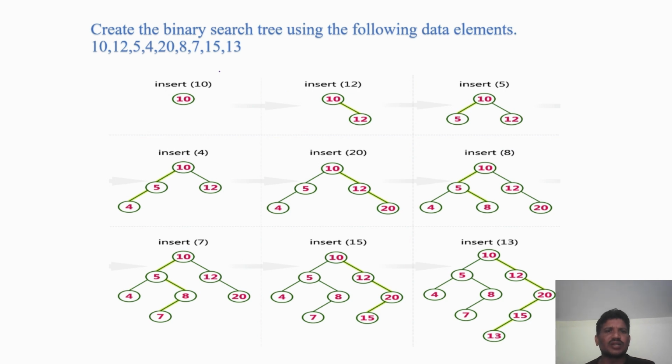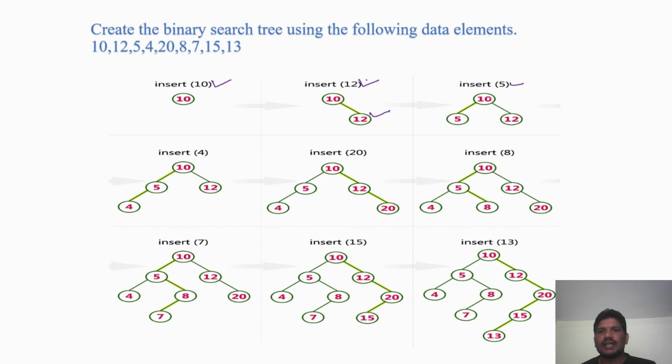Then how do you construct the binary search tree? Over here you can see this example: 10, 12, 5, 4, 20, 8, 7, 15, 13. These elements are given as input. Then how do you construct the binary search tree? First insert 10. The first element is always the root element. Okay, it has to be inserted. Then what is the next element? 12. 12 would be compared with the 10. Then 12 is greater than the 10, that's why it would be inserted in the right subtree.